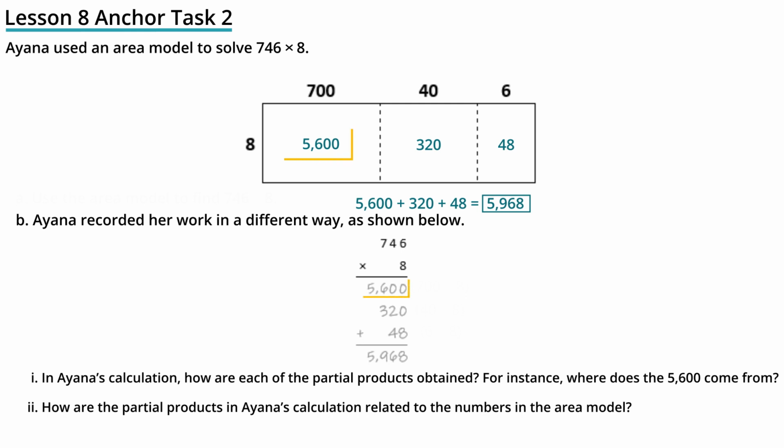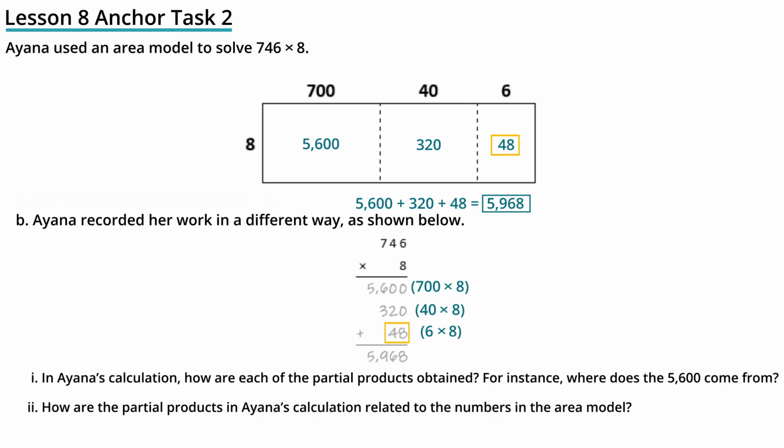They notice that 5,600 corresponds with the leftmost area in their diagram, and thus represents the computation 700 times 8. Similarly, 320 corresponds with a computation in the middle section of the area model, representing the product of 40 and 8. Lastly, by the same logic, the final partial product corresponds with the area 6 times 8. By drawing connections between these different methods, students can rely on representational strategies to make sense of more abstract ones.